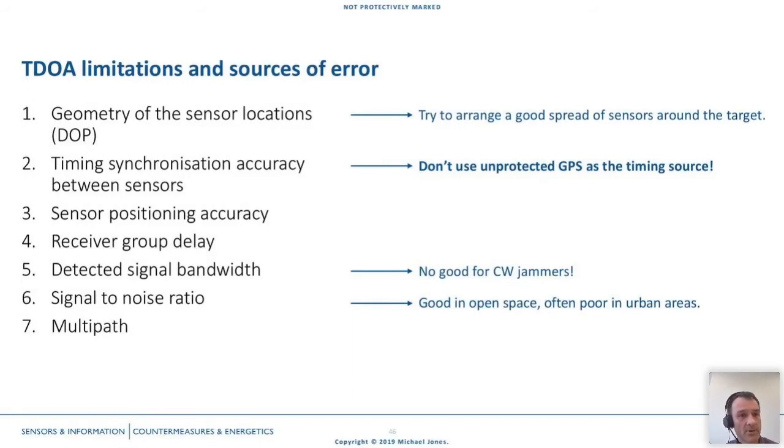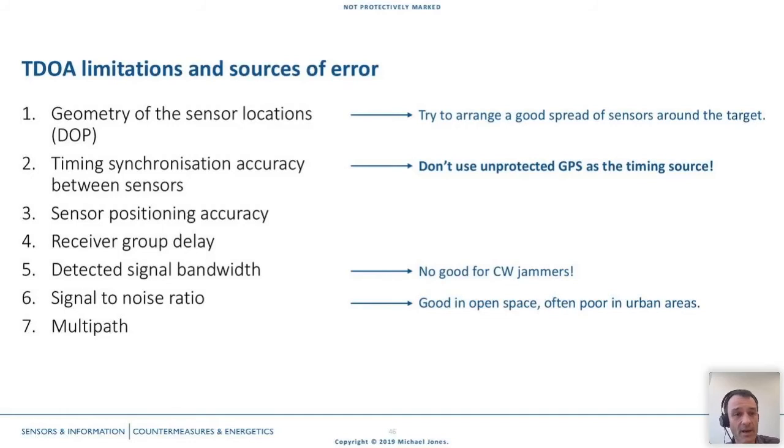Other things like number 1, the geometry of the sensor locations. Ideally, you'd like to have a good spread of sensors around the target in order to get a good geolocation. Other important ones, things like number 5, I mentioned signal bandwidth. Time difference of arrival is no good for narrowband jammers because you can't get any decent cross-correlation function out of it without any bandwidth. So it's very good for broadband jammers and for chirp jammers and things like that. Not so good for your CW jammers, and there are other techniques we can use for that. And again, number 6, this technique is very good in open air environments. Once you get into a crowded city environment, an urban environment, this technique starts to fall apart very quickly.